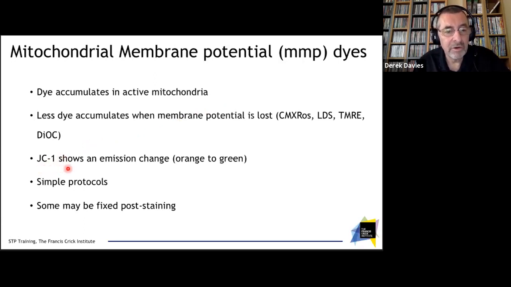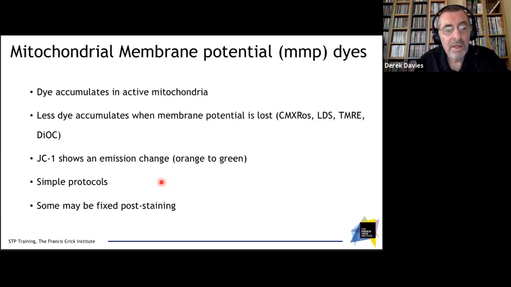JC1 is a slightly different mode of action. It's what we call a metachromatic dye. So it has two fluorescence emission peaks depending on whether it's in a healthy mitochondria, when it fluoresces orange, or in an unhealthy mitochondria, when it fluoresces green. Now, the great thing about all of these dyes is that they're very simple. Now, I like this in a flow cytometry method. With many of these dyes, particularly if you're using suspension cell lines, you just incubate your cells for 10-15 minutes and you're ready to run them on the flow cytometer.